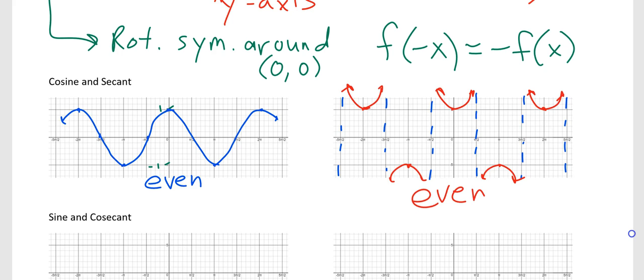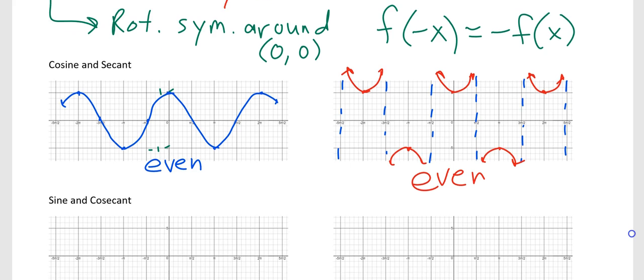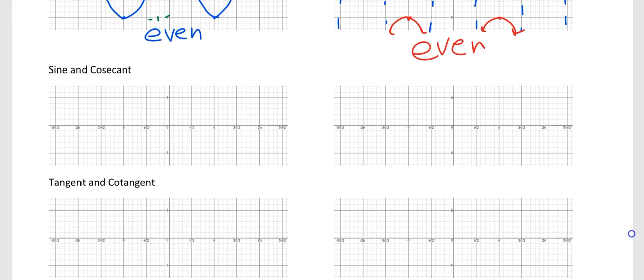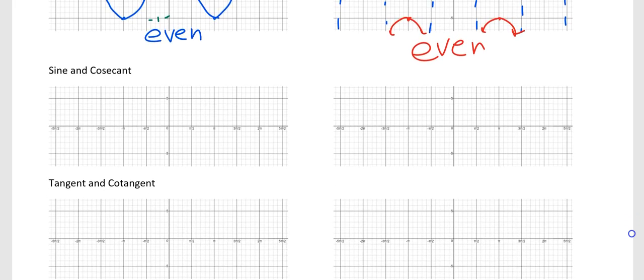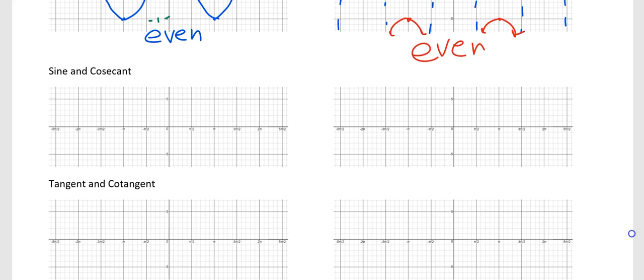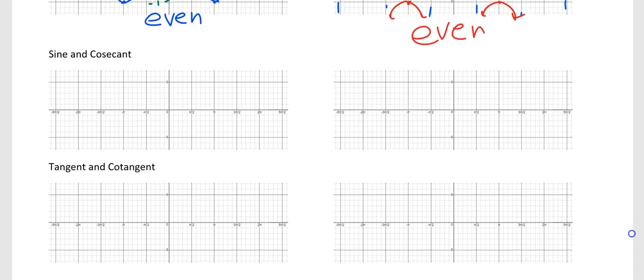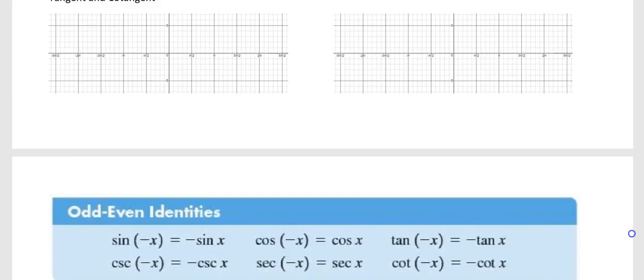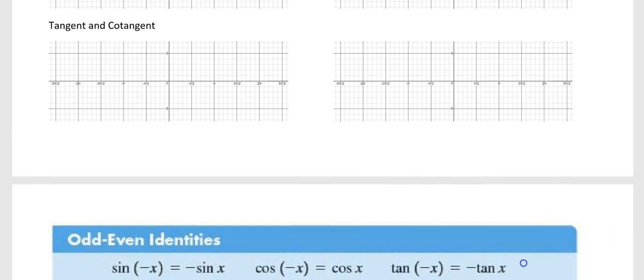Now tomorrow, stay with me. Tomorrow we're going to look at these other ones. Do you have any feeling in your bones about whether sine is even or odd? It's odd because it goes through the origin. What do you think about tangent? Odd. It goes through the origin. Okay? And their reciprocal trig functions will also be odd. We'll talk about that and all this other cool stuff in our next installment.